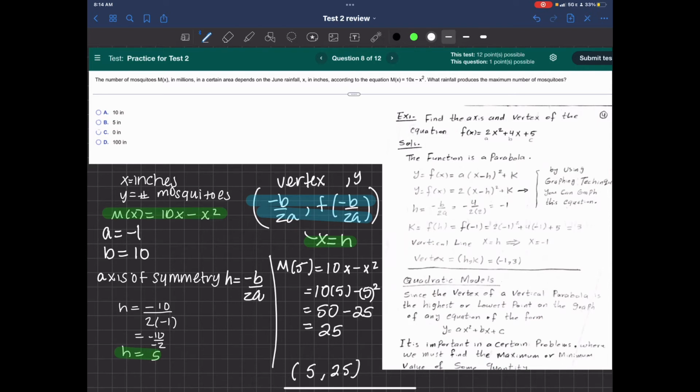But now we have to think about what our question is asking us. It's asking us what rainfall produces the maximum number of mosquitoes. So the rainfall, again, is measured in inches. So this is the rain.